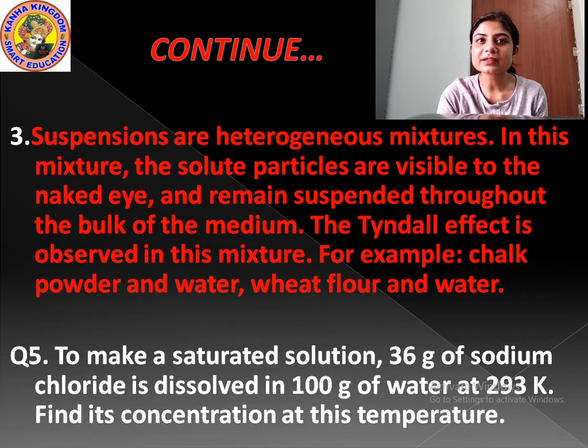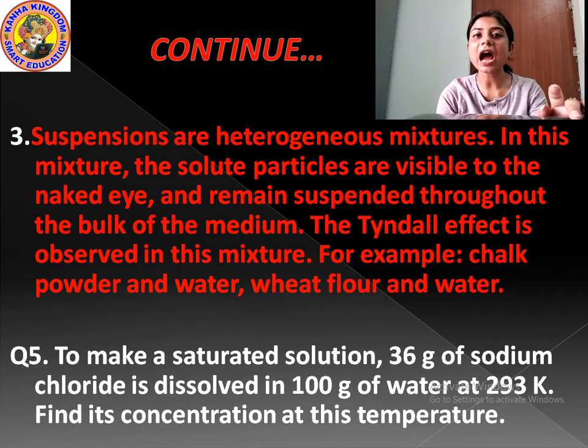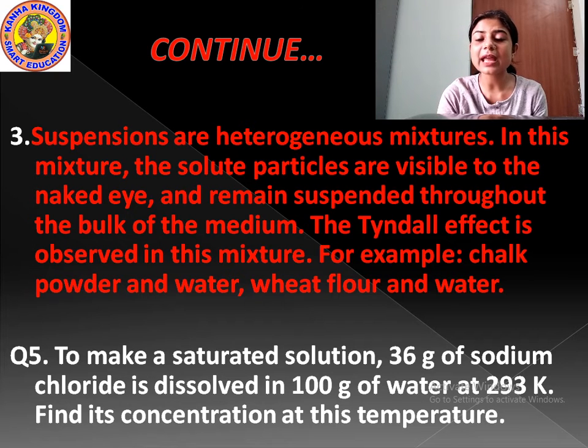You have to make a saturated solution where 36 gram of sodium chloride is dissolved in 100 gram of water at what temperature? At 293 Kelvin. 293 Kelvin is the given temperature. Okay, and you have to dissolve 36 gram of sodium chloride in 100 gram of water, and you have to find its concentration at this temperature. And what do we need to find? We need to find the concentration of the solution at the given temperature, that is 293 Kelvin. Okay?